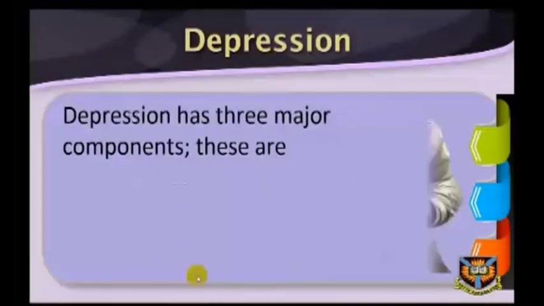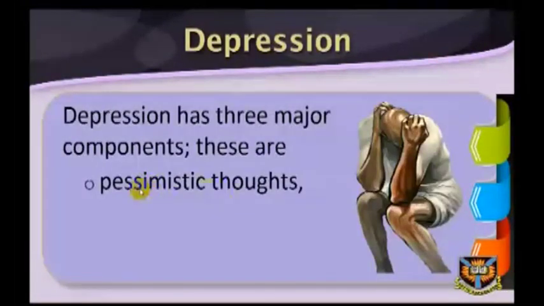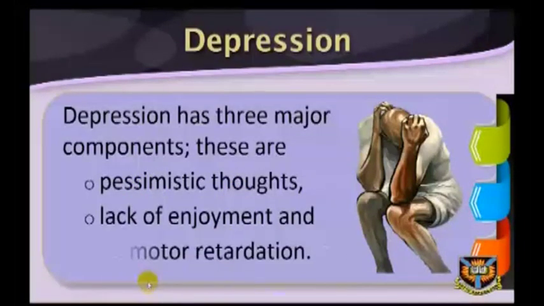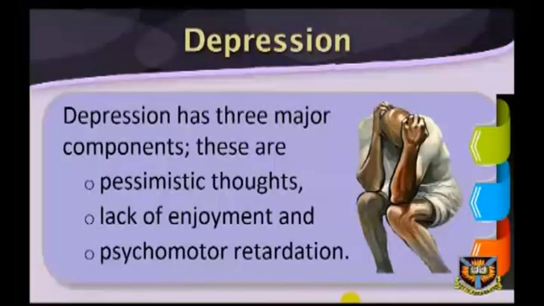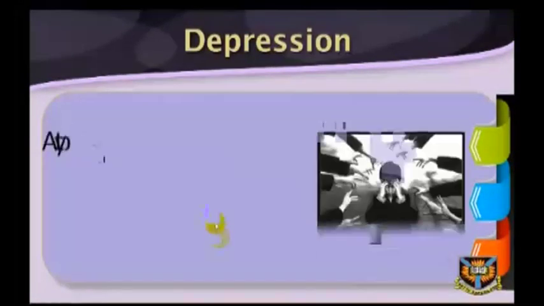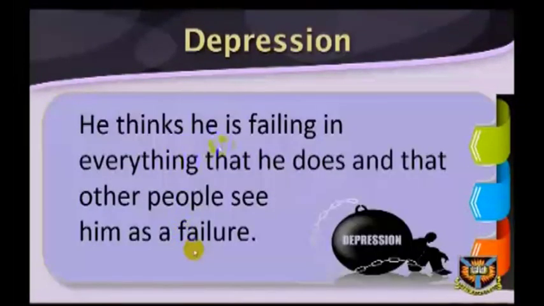Depression has three major components. These are pessimistic thoughts, lack of enjoyment, and psychomotor retardation. Pessimistic thoughts are a state of depressive cognition and can be divided into three parts. The first part is concerned with the patient's present circumstance. A typical patient sees the unhappy side of every event. He thinks he is failing in everything that he does and that other people see him as a failure.